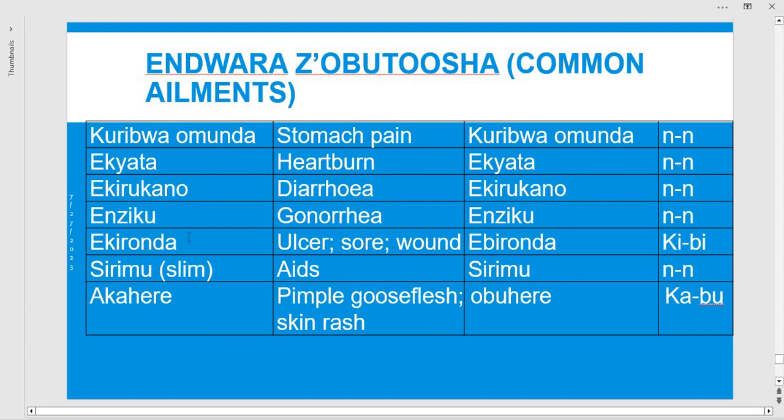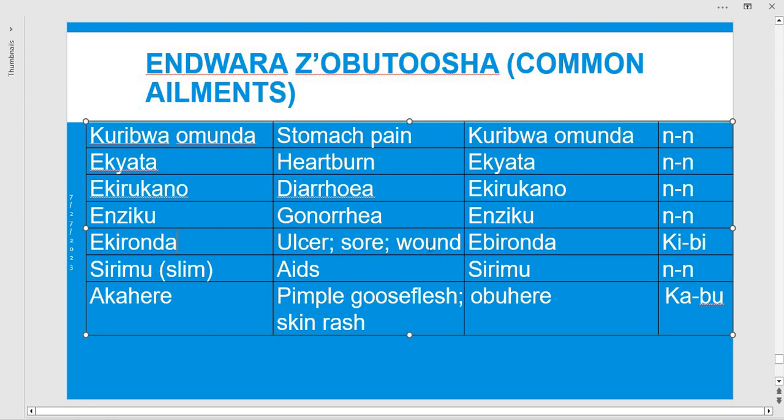Then kuribwa omunda, that is stomach pain. Then you can say nindibwa omunda, I'm feeling stomach pain. Echata, that is heartburn. Najire chata, meaning I'm feeling heartburn. Echirukano, that is diarrhea. Enziku, that is gonorrhea. Then echironda, that's an ulcer or a wound.